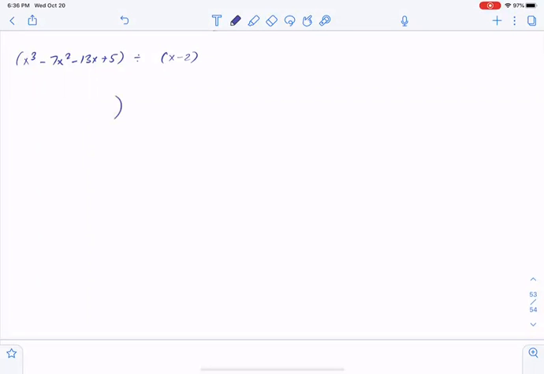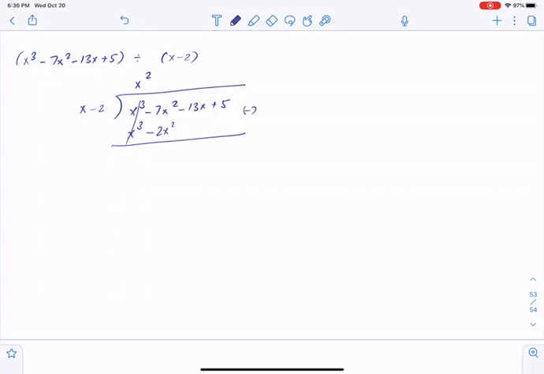So everything is in order. So x cubed minus 7x squared minus 13x plus 5 divided by x minus 2. So if I multiply the divisor by x squared, x squared times x is x cubed, x squared times negative 2 is negative 2x squared. I subtract, the x cubed will go away. Negative 7x squared minus of minus 2x squared, you will get negative 7x squared plus 2x squared, which is 5x squared. As I mentioned earlier, if you can't do it directly or mentally, write the subtraction part on the side, so that you don't make any mistakes.